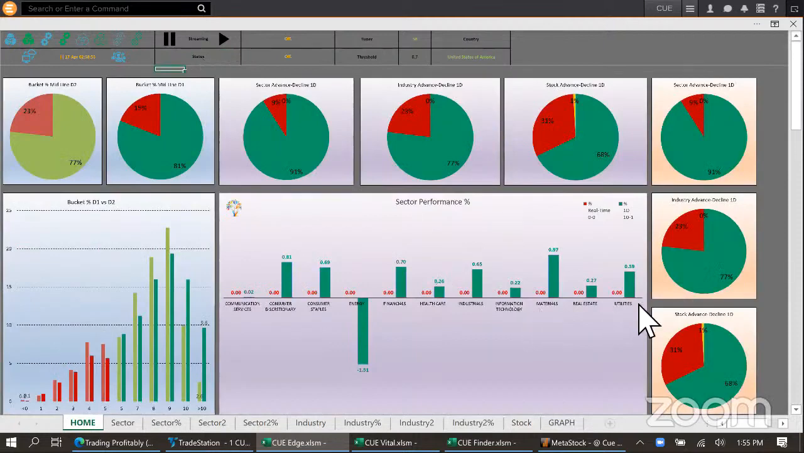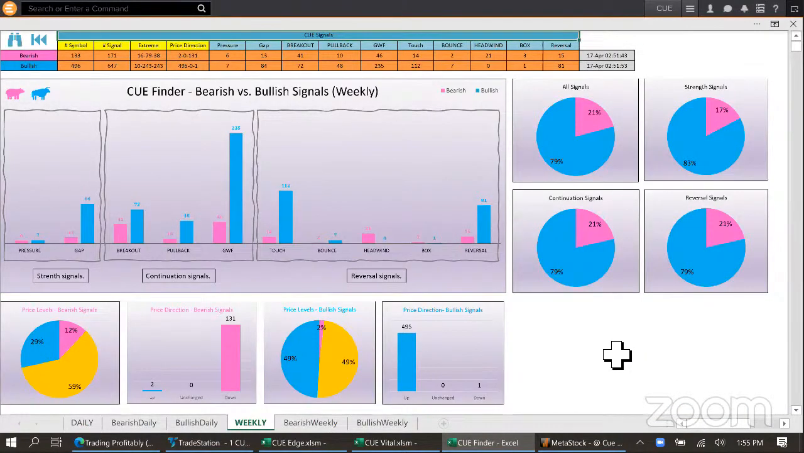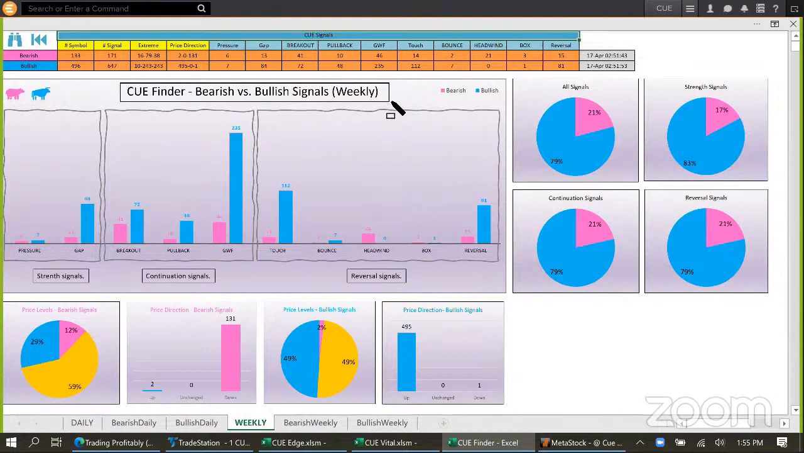Let's make some more analysis of the market, and this time using technical breadth. Using Q Finder, I'm looking at the technical breadth of my stock universe, that is all liquid stocks plus S&P 1500. It has more than 2000 stocks. First, I'm looking at the weekly period, the balance between bears and bulls using technical signals. This is called technical breadth. If we look at all the signals, it is bullish, 79% bullish. Strength signals, 83% bullish. Trend continuation, 79%. And trend reversal, also 79%. Therefore, the weekly period is clearly bullish.